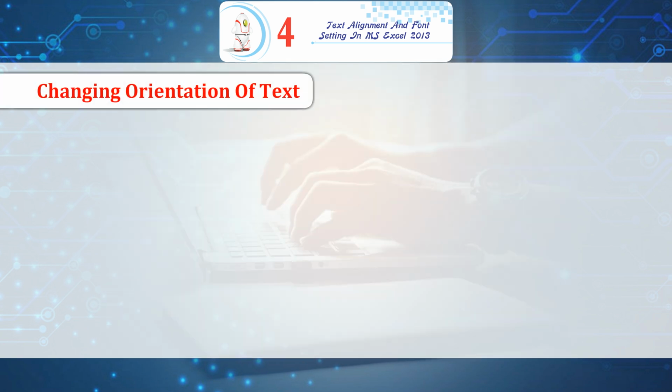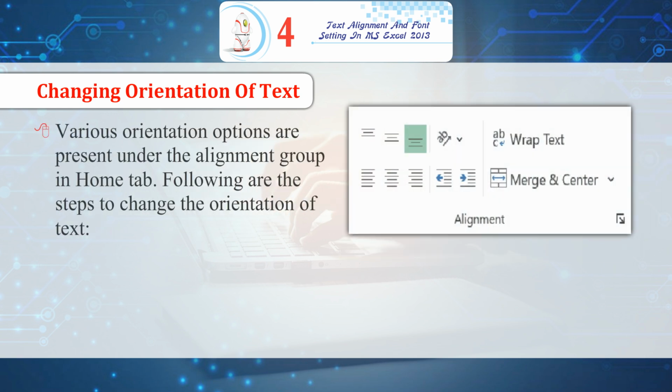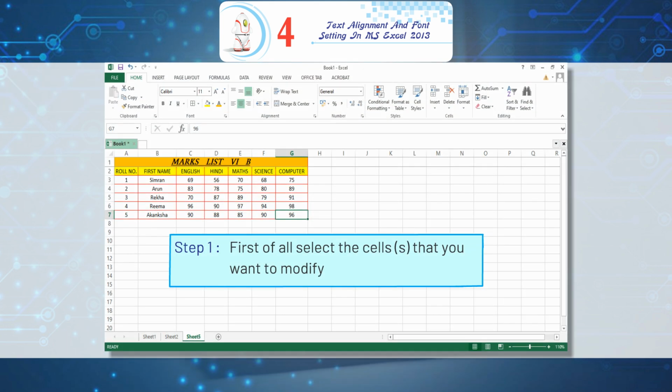Changing orientation of text. Orientation is a term used to describe how text is rotated inside the cell at different angles. Various orientation options are present under the Alignment group in Home tab. Following are the steps to change the orientation of text. Angle counterclockwise, vertical text, rotate text down, angle clockwise, rotate text up. Step 1.